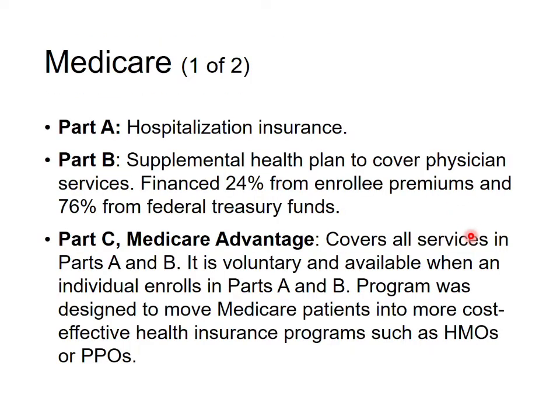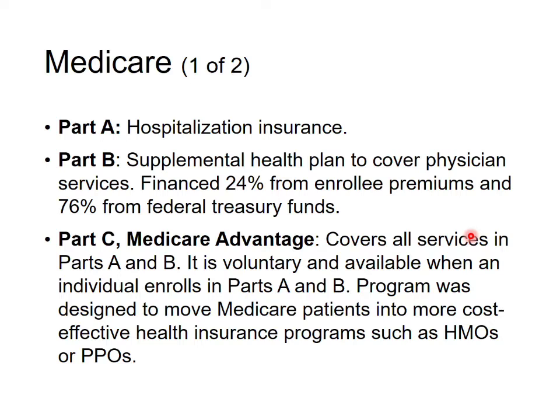Medicaid is the program that would help provide health insurance to individuals above the age of 65. Medicaid is provided through different components, Part A, B, C, D, and the supplemental insurance. Part A helps provide hospitalization costs. Part B is a supplemental health plan that would cover physician services.